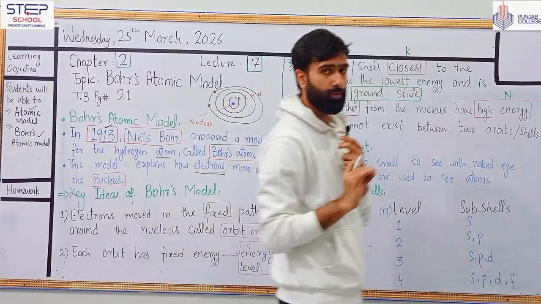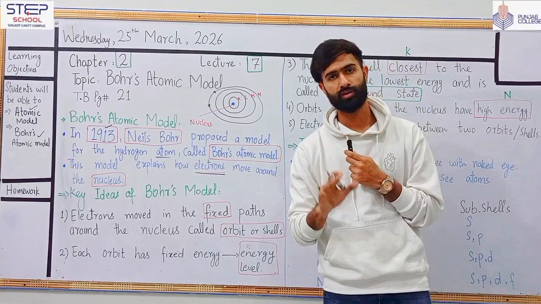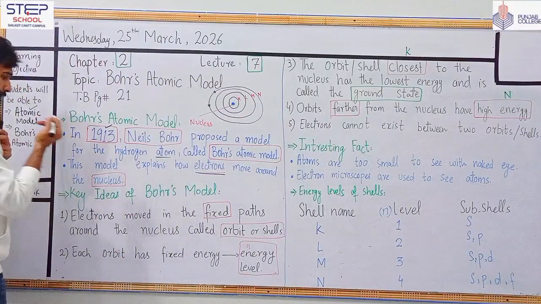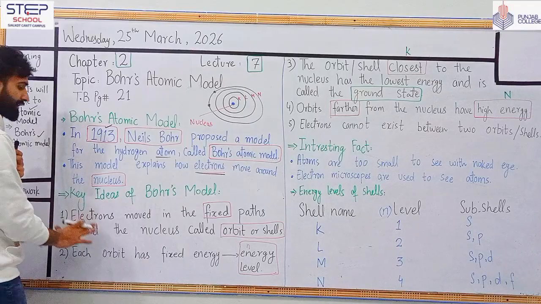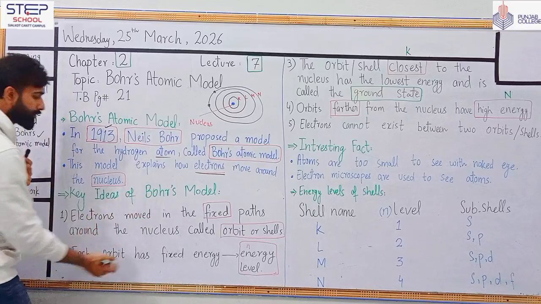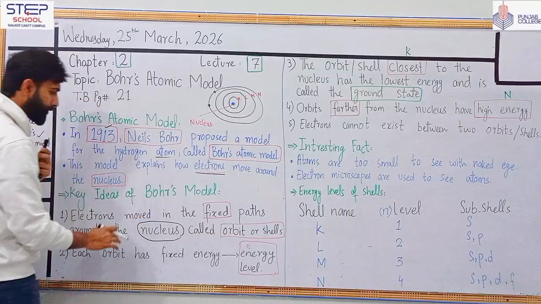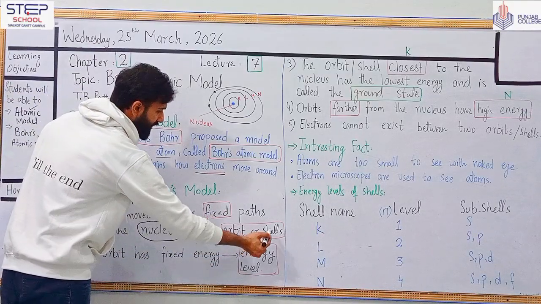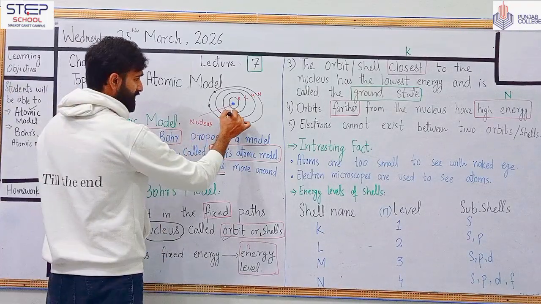Now we are going to discuss the key ideas of the Bohr atomic model, or the main postulates of the Bohr atomic model. So listen carefully. The first point he observed in his model is that electrons move in fixed paths around the nucleus, and these fixed paths we call orbits or shells or energy levels. There are a number of terms used for these specific areas.